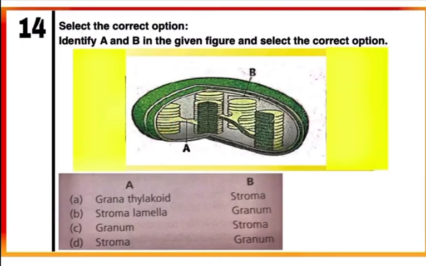Question 14. Identify A and B in the given figure and select the correct option. Given figure is the sectional view of chloroplast where thylakoids are stacked together to form granum and thylakoids of various grana are connected together by stroma lamella. So here in the figure A is stroma lamella and B granum. So here mark B as a correct answer.